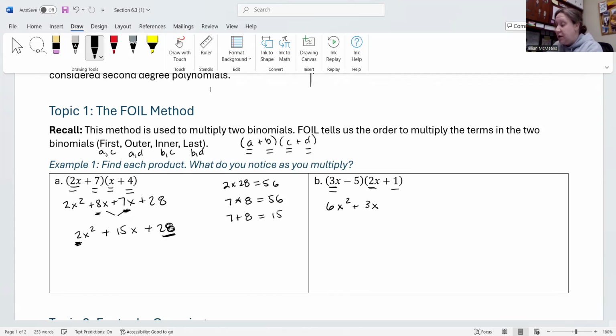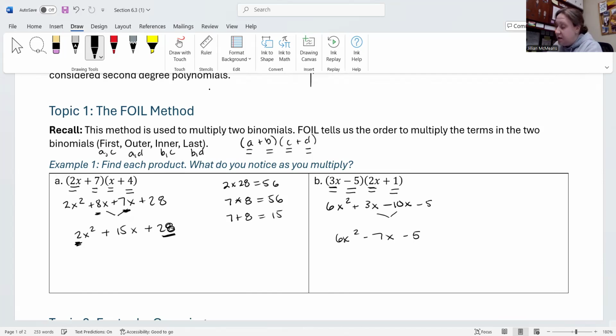I'm done distributing 3x, so I'm going to go pick up the -5 and distribute that. So I get -5 times 2x. Well, -5 and 2 is -10, and then we just keep the x. And then I'm going to take -5 times 1. That's going to be -5. I want to combine like terms anytime I can. So I get 6x squared minus 7x minus 5.